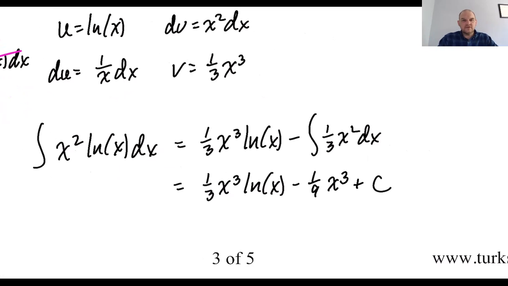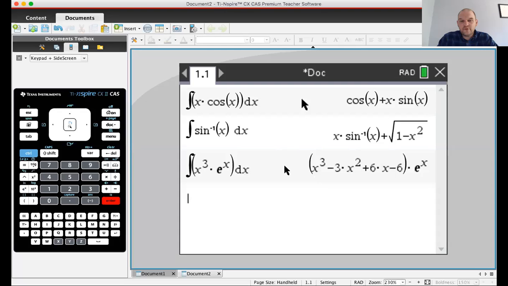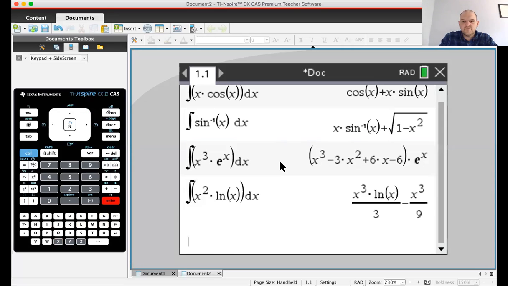Let's check it on the calculator. So switch over here. So never forget that your calculator can do these problems. So integral of x squared ln of x with respect to x. So look at that. How weird is that?